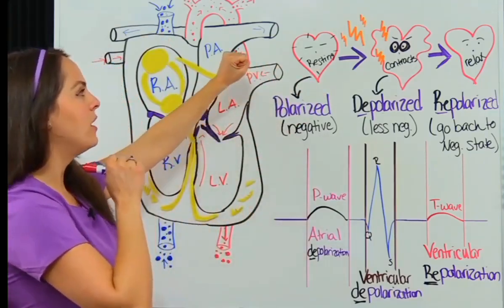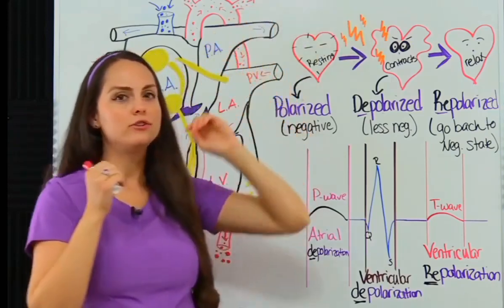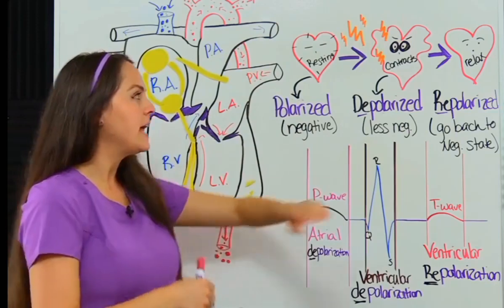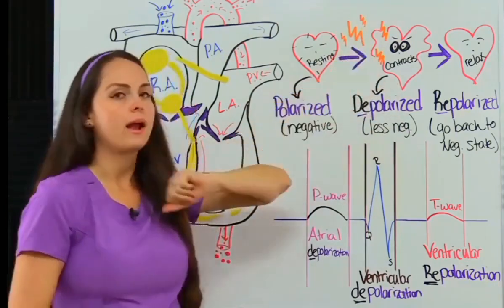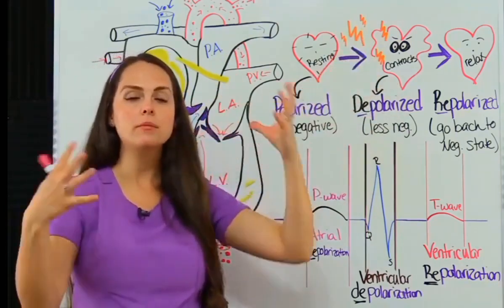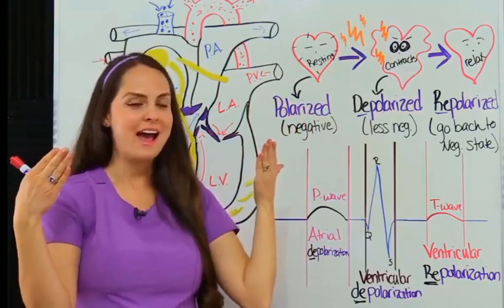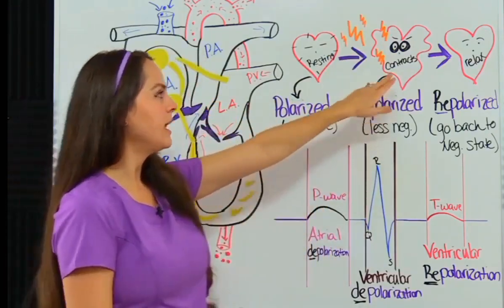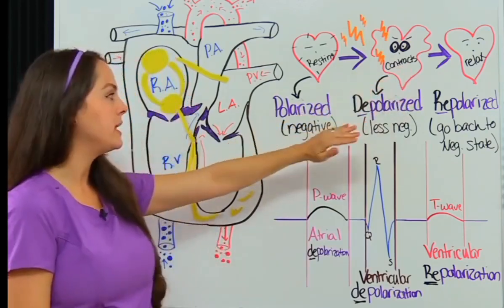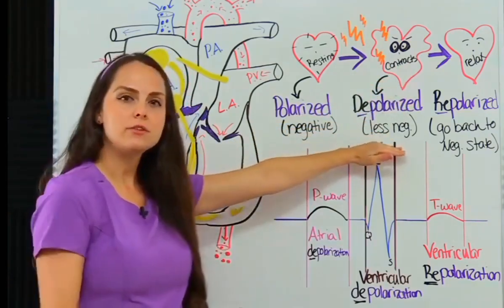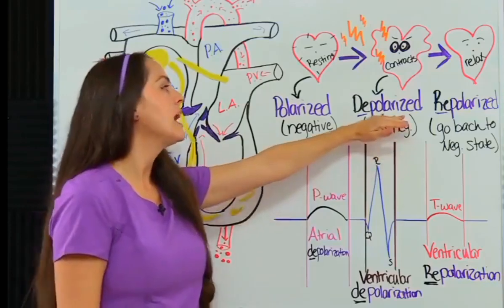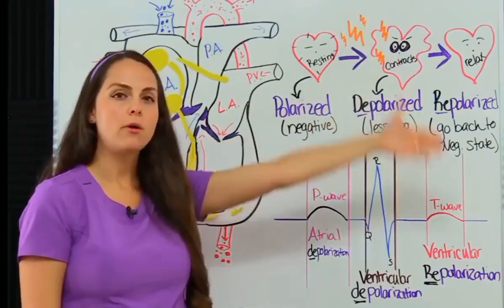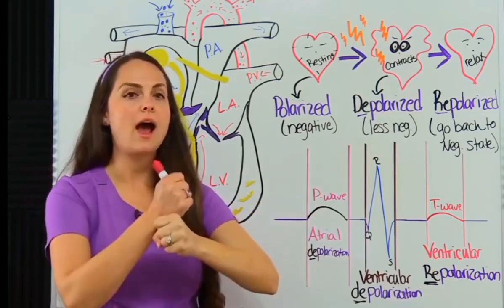So whenever this cell receives a jolt of electricity from this electrical conduction system, it really changes that cell membrane and causes it to be more permeable. So that sodium's like, hey, I can get inside that cell now. So the sodium goes inside the cell, and it changes its state from being negative to less negative, a little bit more positive, because sodium's positive, and it causes depolarization. And whenever the cell becomes depolarized, it causes it to contract.